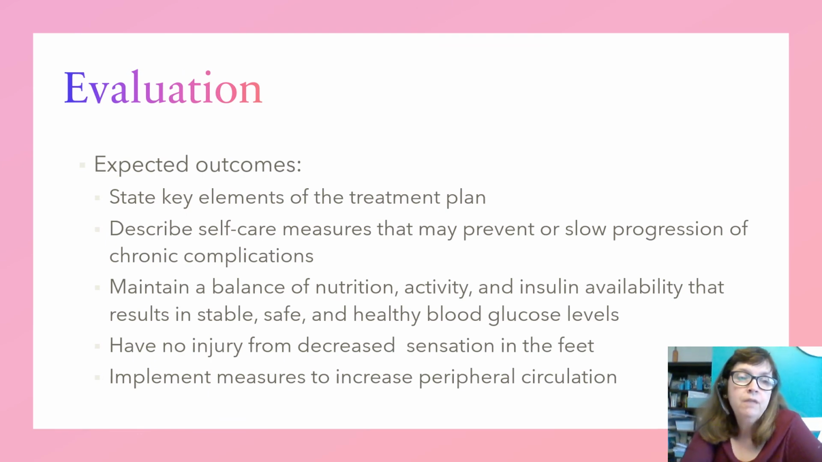So, evaluation, expected outcomes. These are the expected outcomes based on our plan. They state key elements of this treatment plan. They describe their self-care measures that may prevent or slow progression of chronic complications. They maintain a balance of nutrition, activity, and insulin availability that results in stable, safe, and healthy blood glucose levels, have no injury from decreased sensation in the feet, and implement measures to increase peripheral circulation. That is the end of this PowerPoint. Thank you.